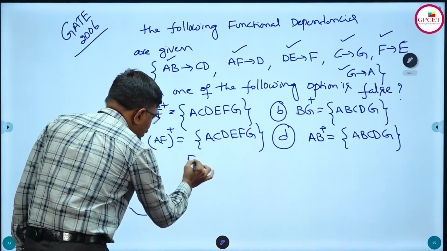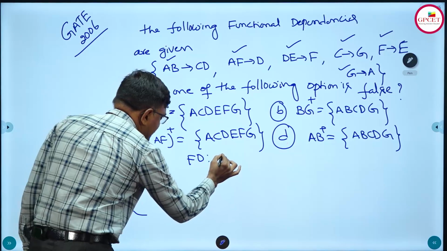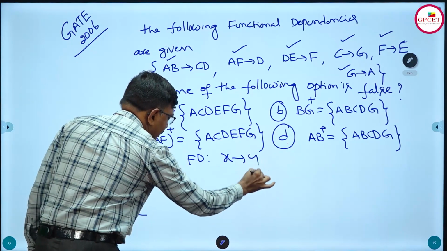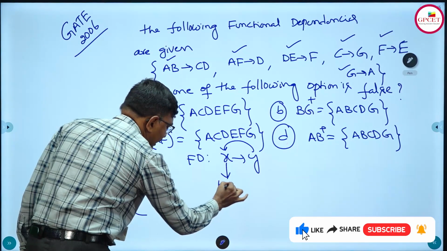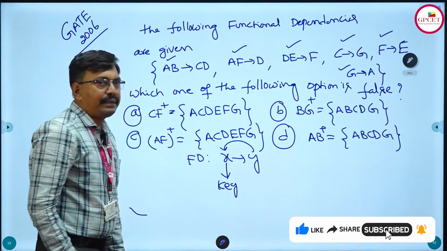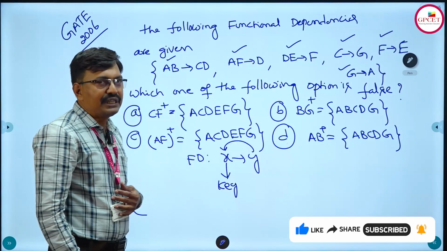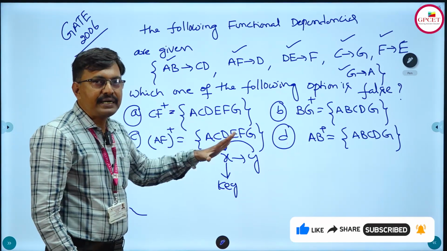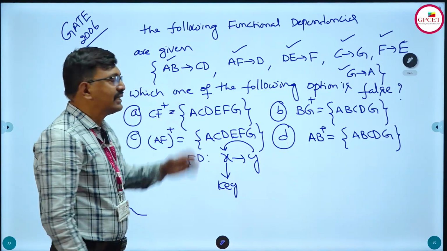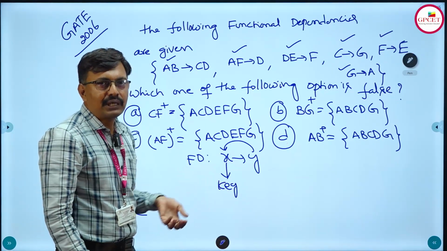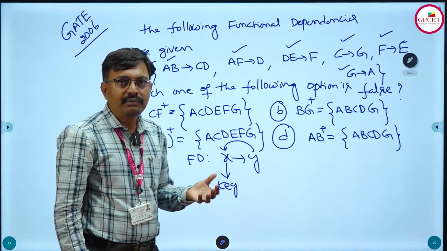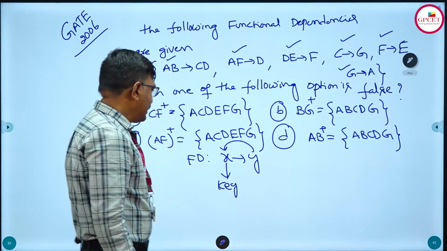What is meant by functional dependency? Functional dependency is nothing but X tends to Y. Y depends on X. X is a compulsory key, Y may or may not be. Okay, that is the functional dependency property. If we know functional dependency and closure, we can easily solve this type of questions up to first normal form. Whereas the second normal form, third normal form, fourth normal form and fifth normal form, we will see one by one.